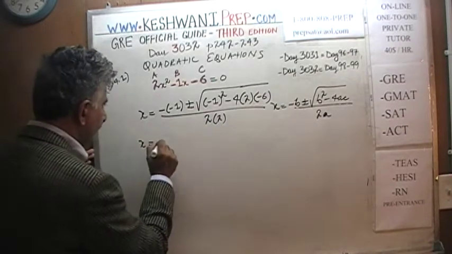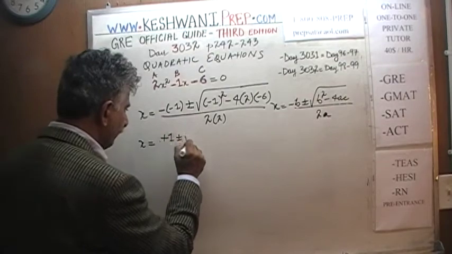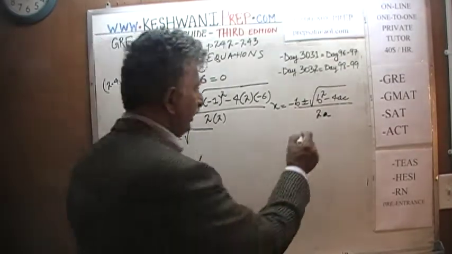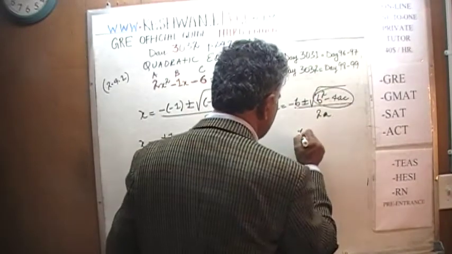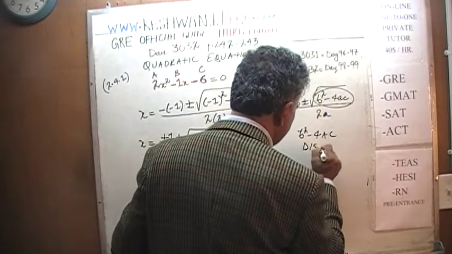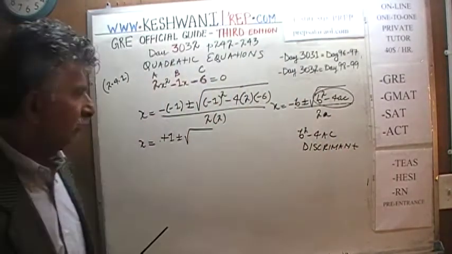Which in turn tells us that x must be equal to minus, and minus becomes plus. So it's positive 1 plus or minus square root of, and let's figure out the value of this discriminant. This quantity here, b squared minus 4ac, is called the discriminant. Let's find out the value of the discriminant.